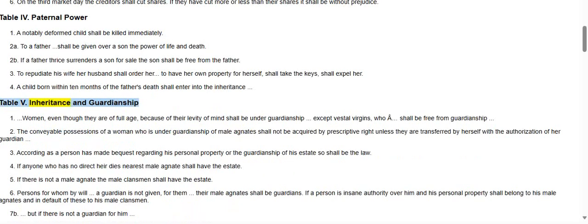Table V. Inheritance and guardianship. 1. Women, even though they are of full age, because of their levity of mind, shall be under guardianship, except Vestal virgins, who shall be free from guardianship. 2. The conveyable possessions of a woman who is under guardianship of male agnates shall not be acquired by prescriptive right unless they are transferred by herself with the authorization of her guardian.